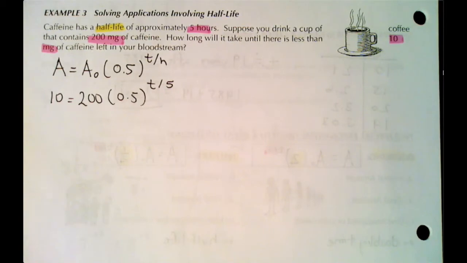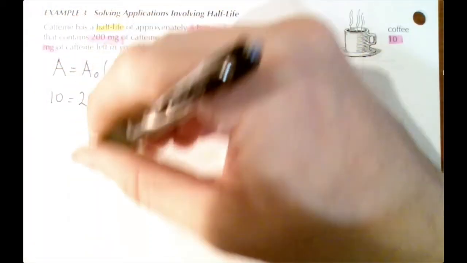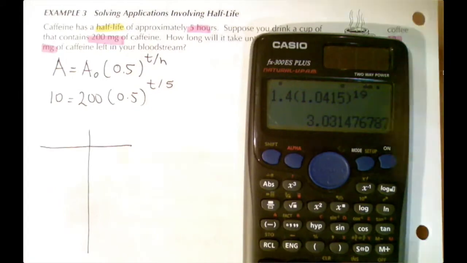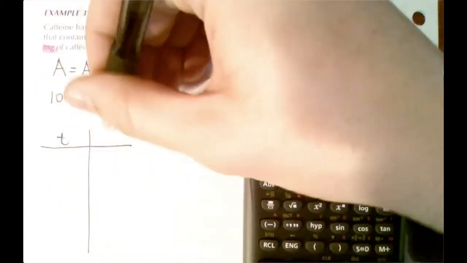Now we're just trying to solve this equation. Well, how do we solve? Well, we could guess and check. That's the method we just came up with. Or we could use what we're about to learn called logarithms. So let's try guess and check first and see what we come up with. So we're going to plug in some t's until we get 10.